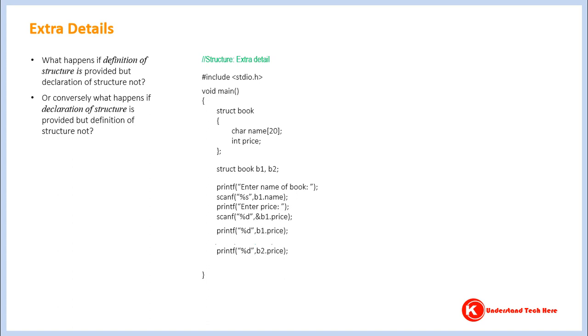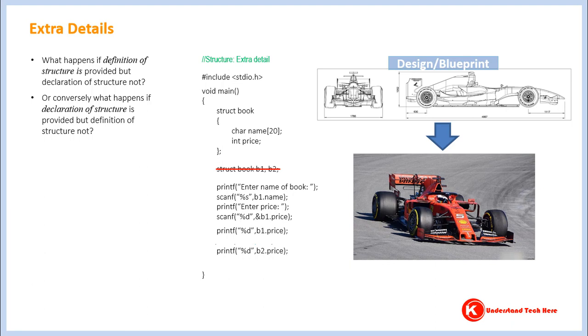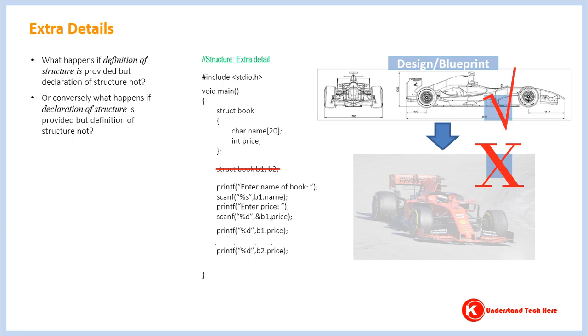What if we don't write this? This part is called declaration of structure variables. If you don't declare structure variables, nothing will be created. Earlier I gave an example of a racing car. It's like having a design of a racing car ready, but no cars yet being manufactured.